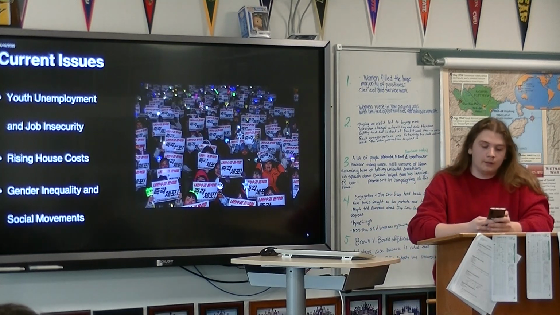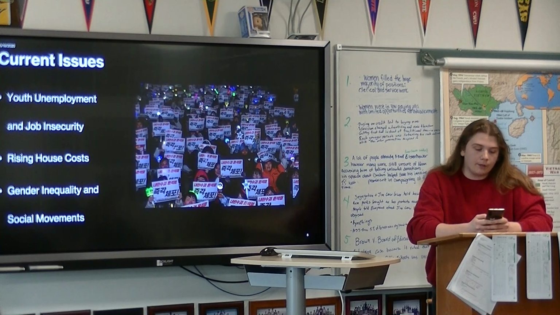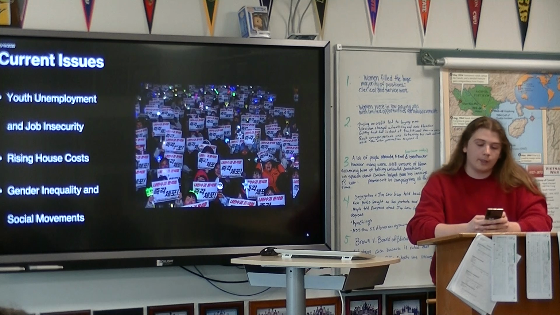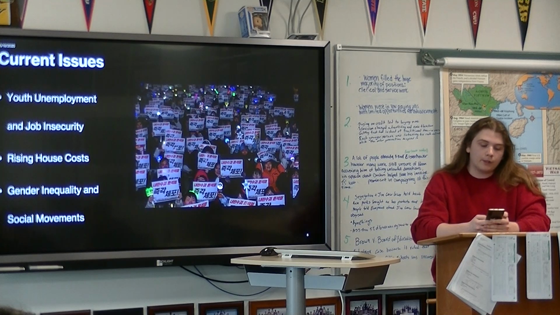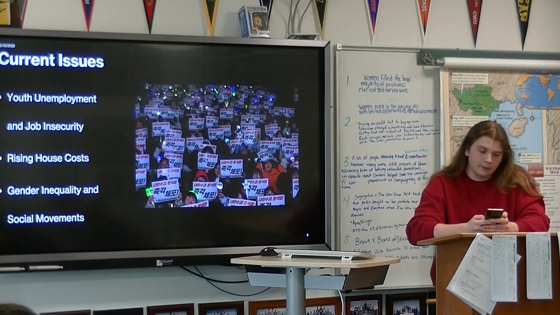Current issues: youth unemployment and job security. A lot of younger South Koreans are having a hard time finding stable jobs, even with college degrees. The job market is very competitive, with jobs wanting longer working hours with lower starting pay, which has led to frustration and a growing sense of economic anxiety for the younger generation.